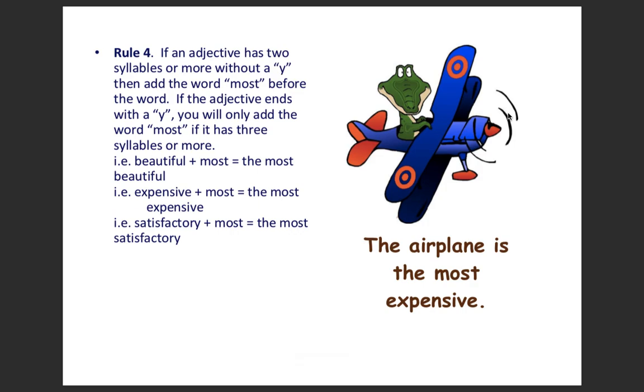Next, rule number 4. If an adjective has two syllables or more, again, with a y and without a y, you must add the word most in front. For example, beautiful. For superlative, we say most beautiful. Expensive, we say most expensive. And satisfactory will be most satisfactory. The airplane is the most expensive.